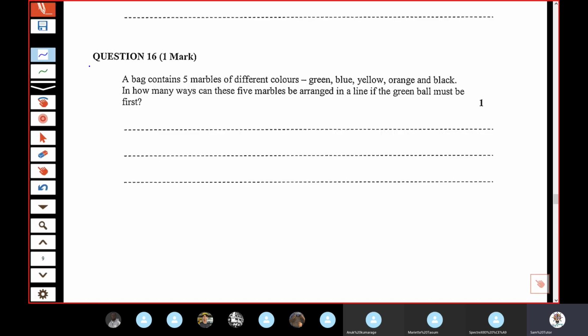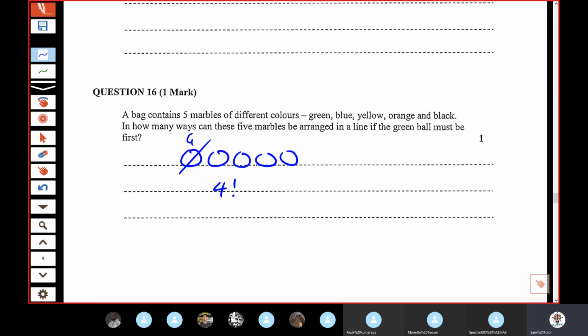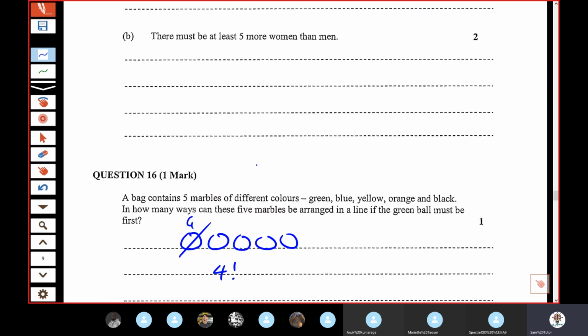A bag contains 5 marbles of different colors. In how many ways can these 5 marbles be arranged in a line if the green ball must be first? The answer is 4 factorial. That was an easy one. Cross that, green is there. So then it's just 4 factorial left. No questions? Pretty easy.